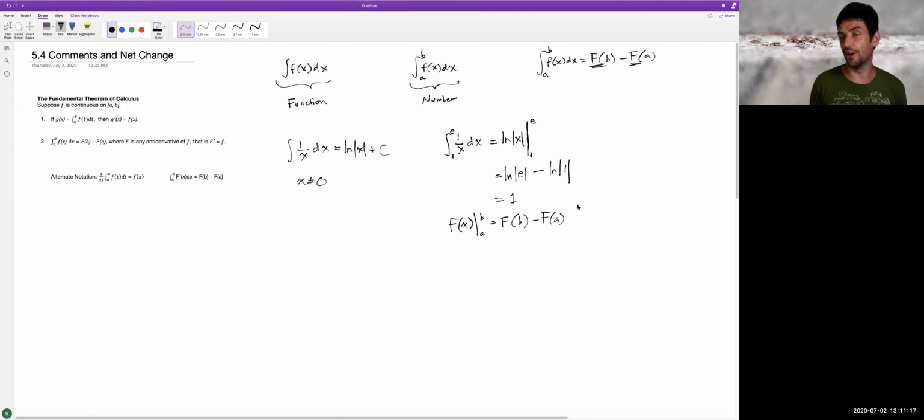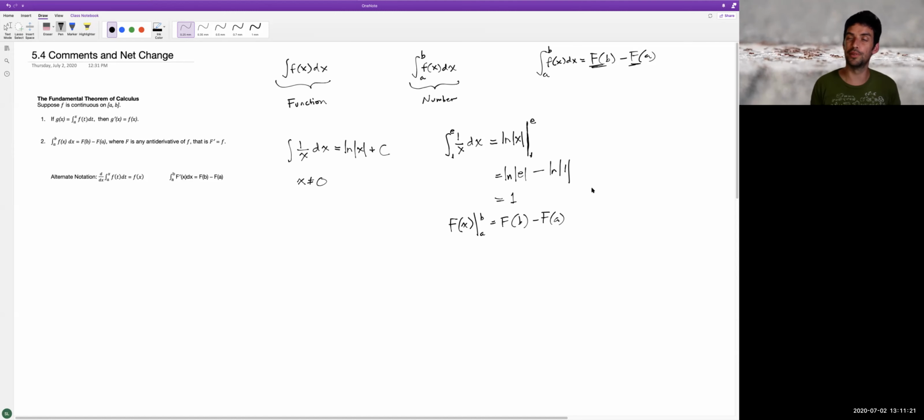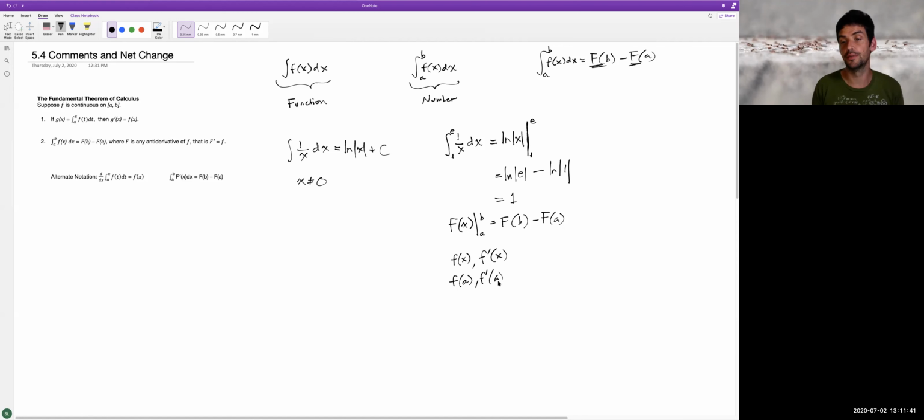There's also another time we use this. If you recall in differential calculus, if I have a function f of x, I can write f prime of x, or f prime evaluated at a point, or the function evaluated at a point. That's easy enough to do.